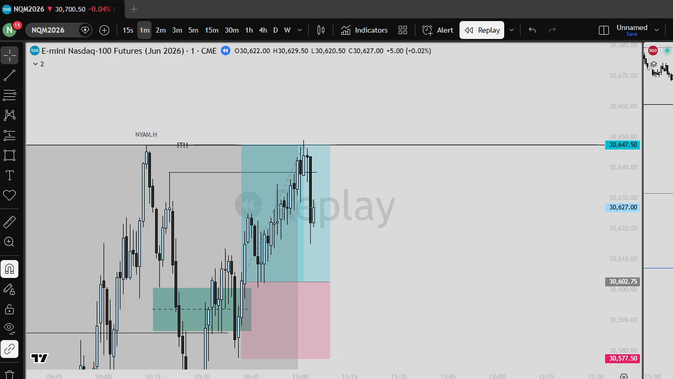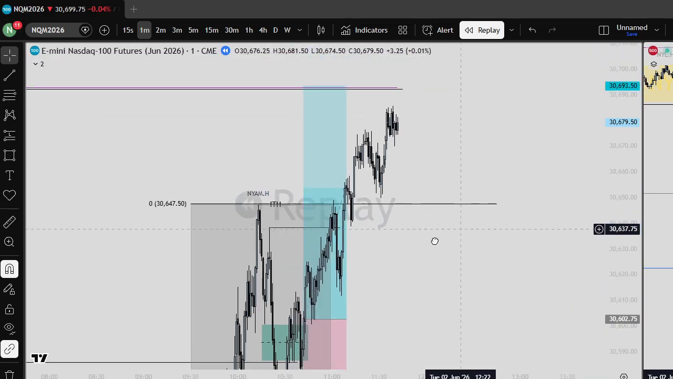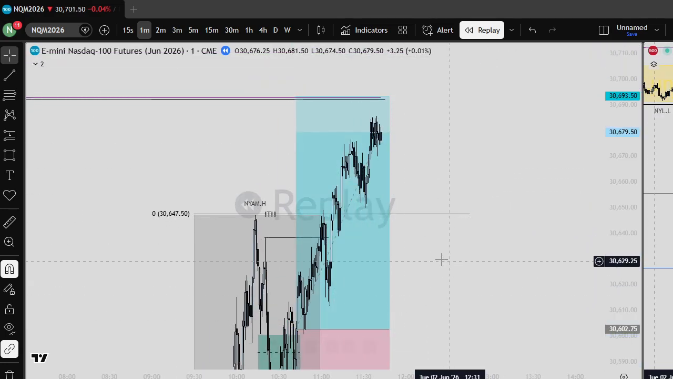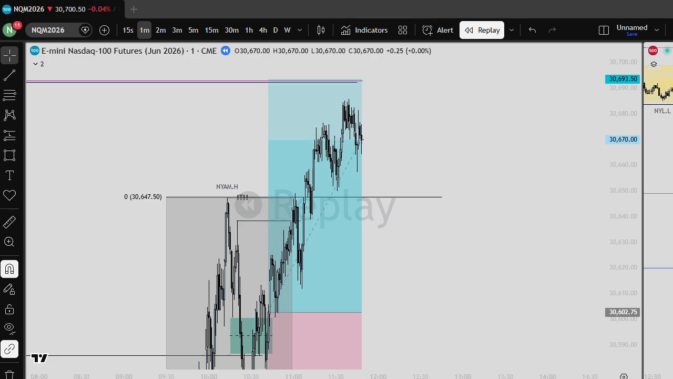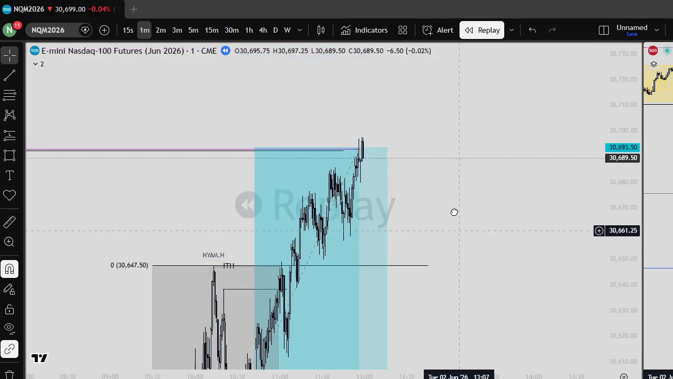Yeah, and then from there I think we just ended up going even higher. Yeah, just started pumping for the rest of the day. This trade absolutely sprints. I think it actually goes to previous day high. Yep. So this trade goes all the way to previous day high. Really solid trade in my opinion.